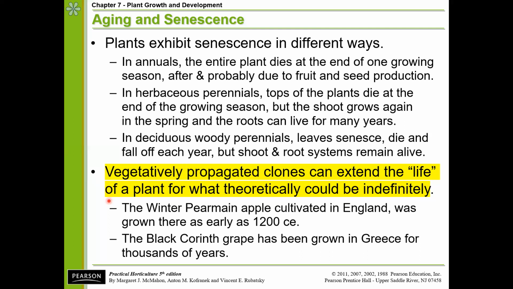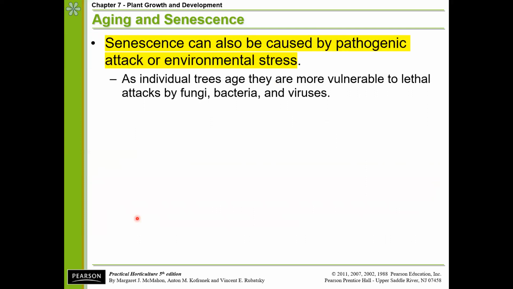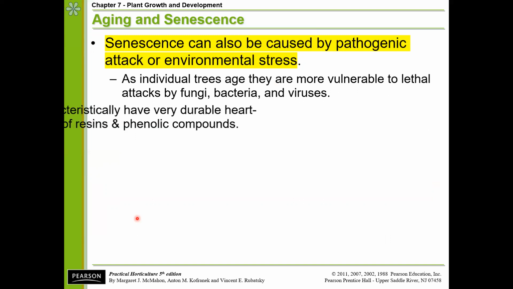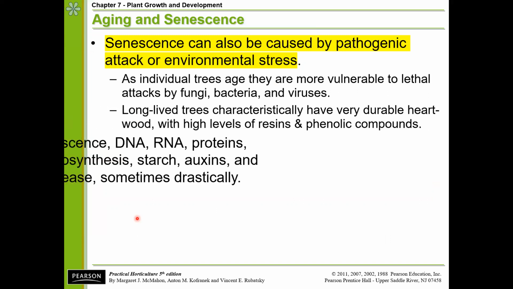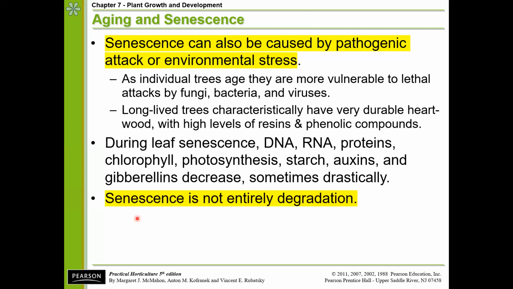And I mean, some of the apples, like the winter pearmain apple, which was cultivated in England, they have grown there as early as 1200 AD. So, hundreds of years we've been growing that one variety that came from one plant originally. It's kind of cool what we can do with plants. We can also have senescence not just due to the natural lifespan of the plant, but due to the attack of pathogens or pests, or just environmental stresses too.